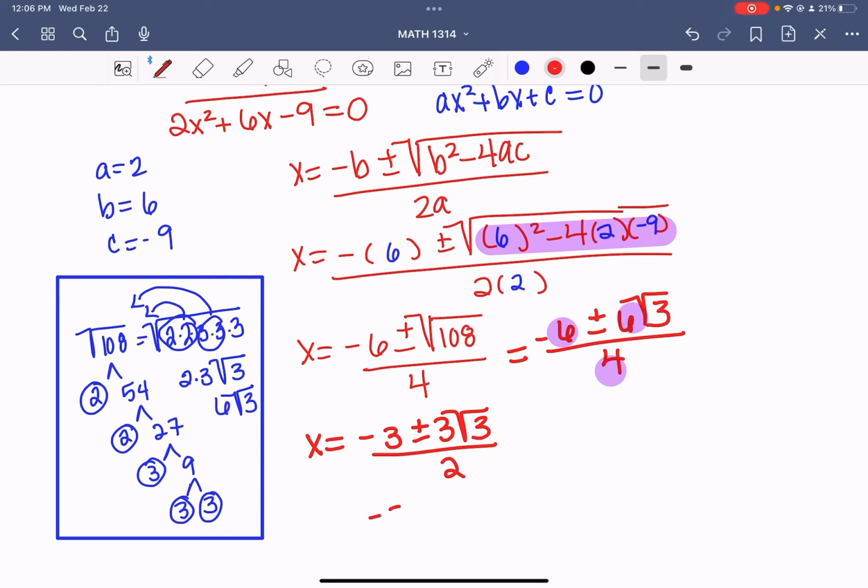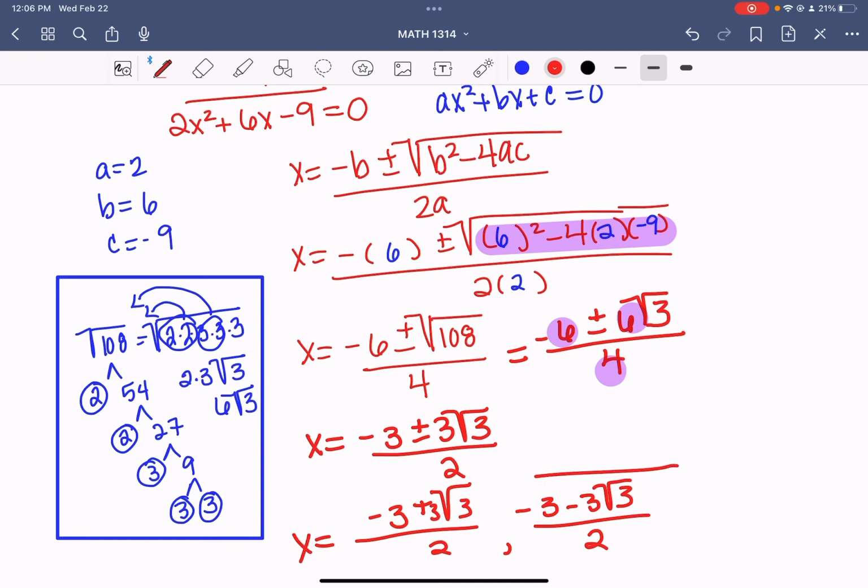If I go to plug it in online, I get x equals negative 3 plus 3 square roots of 3 over 2, and x equals negative 3 minus 3 square roots of 3 over 2. Those are my two x answers. And again, I couldn't have factored this or completed the square. This is an exact answer that I would have had to get.